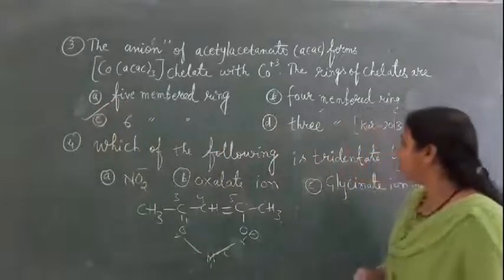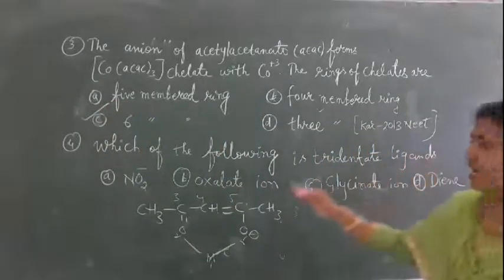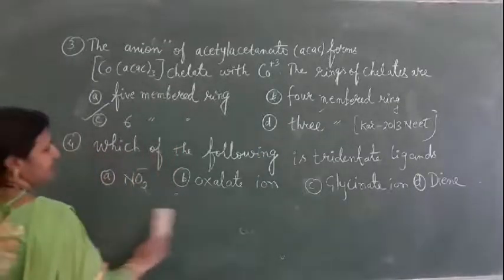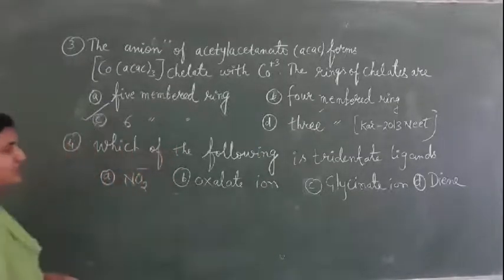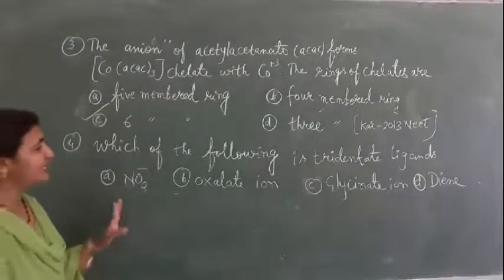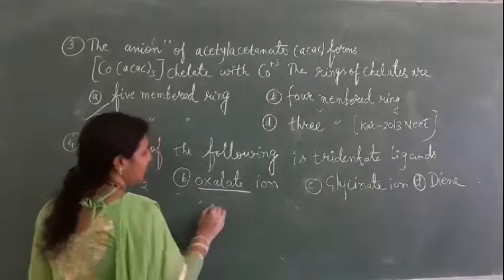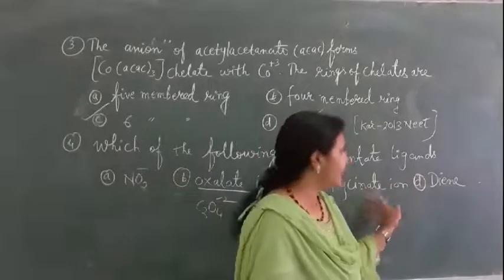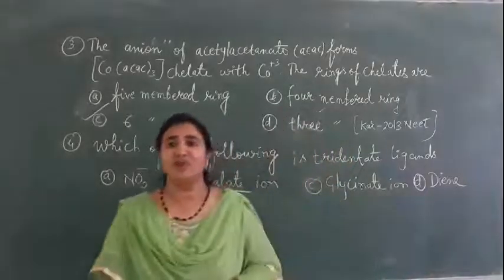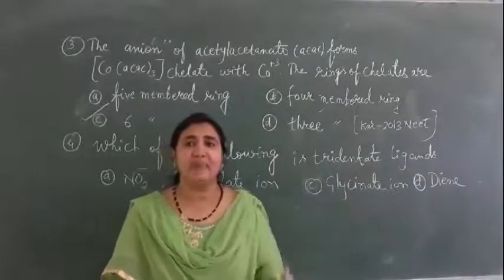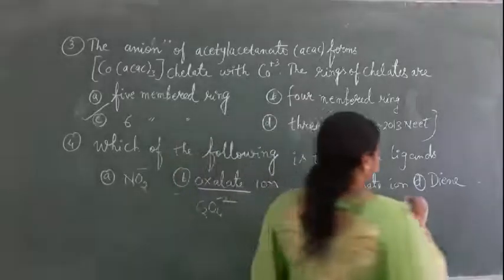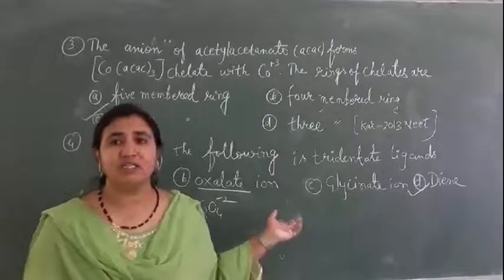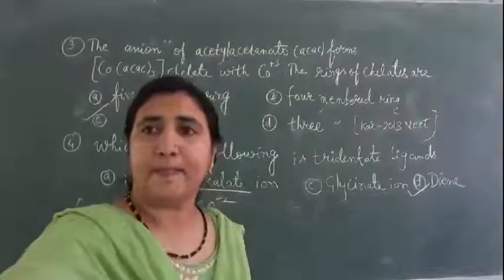Next question. Which of the following is a tridentate ligand? NO2 minus is flexidentate, either monodentate or bidentate. It is not a tridentate ligand. Oxalate ion C2O4 2- is also a bidentate ligand. Glycinate is a bidentate ligand. Diethylene triamine is a tridentate ligand. The correct option is D here. So like this they can ask questions on ligands.